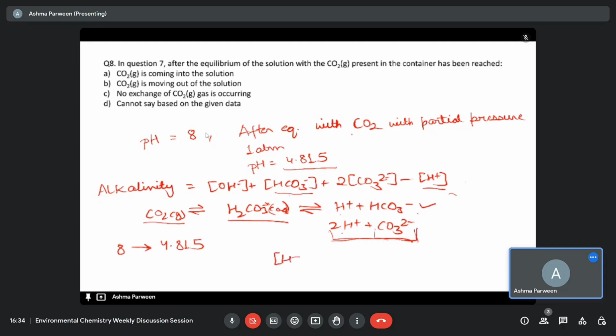So the H plus concentration increases, so the pH decreases. In this system the pH is decreasing, so H plus is coming into the solution. So A is the correct option. If the pH were increasing from 8, suppose to 10, it would mean that CO2 is going out of the solution, and that's why the H plus concentration is decreasing and the pH is increasing. But here the H plus concentration increases, so the pH decreases. So the first option is the correct option.